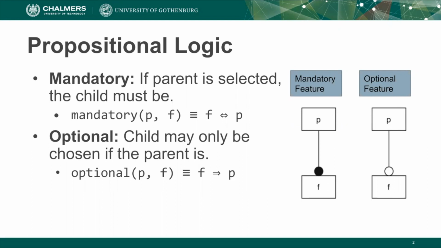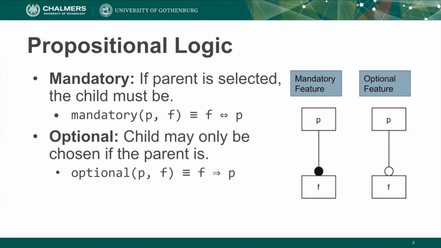Now, in this example, P and F are our features, and P is the parent of F. A mandatory feature is one where the feature must be selected, and in a mandatory feature definition between a parent and a child, this corresponds to a logical equivalence in the propositional logic. If we select P, we must select F, and this is bidirectional. If we select F, we also must select P as well, right? Whenever the parent feature is selected, so too must the child, and vice versa.